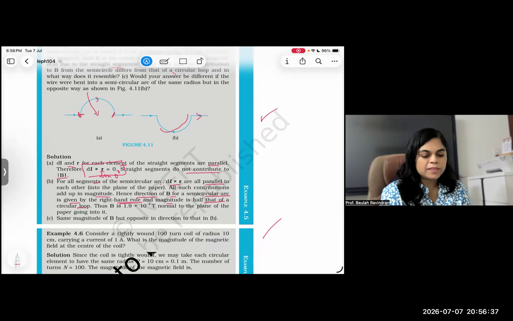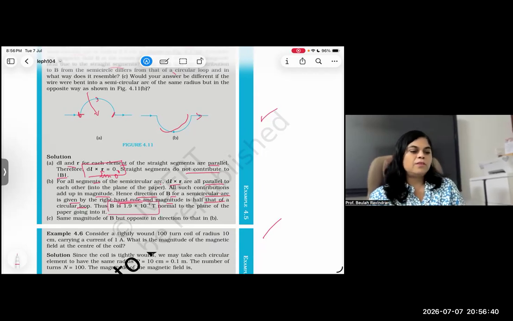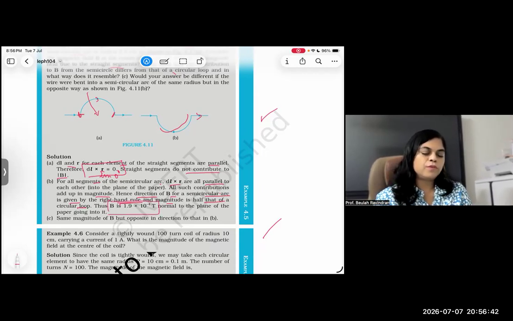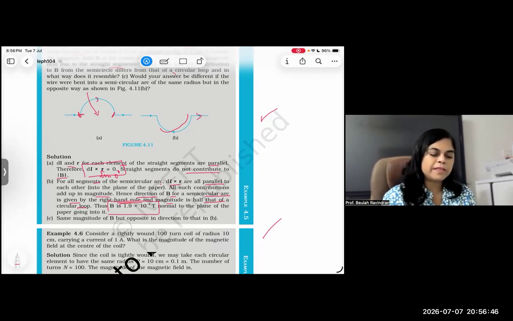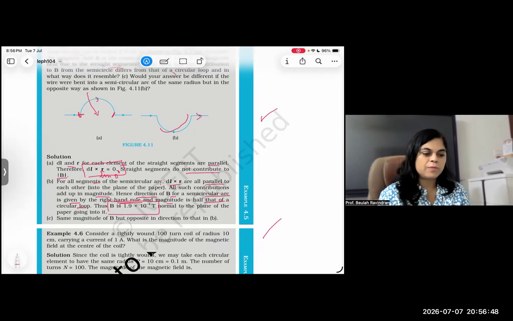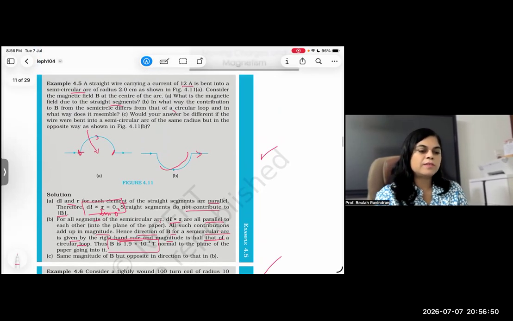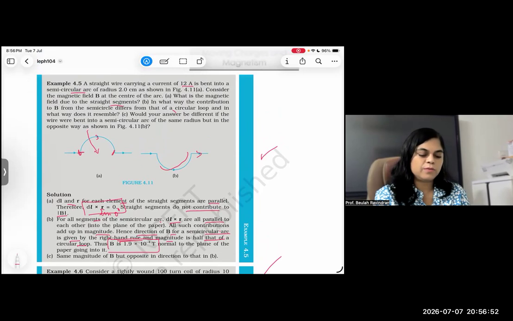So the magnetic field is given in Tesla here. Using the formula, you can substitute all the values. The result is 1.9 times 10 power minus 4 Tesla. You can substitute everything here. B is equal to mu naught by 4 pi. So everything you have to find out.